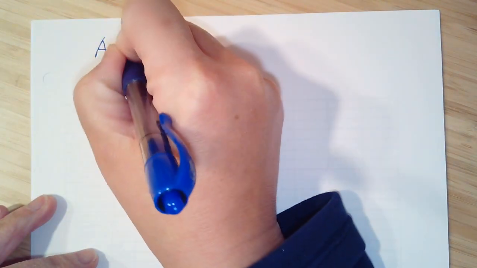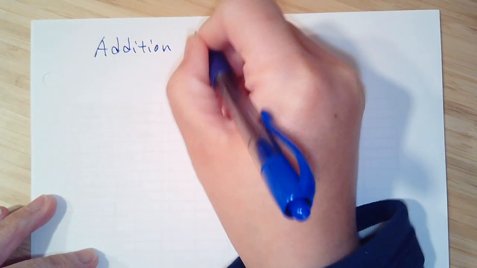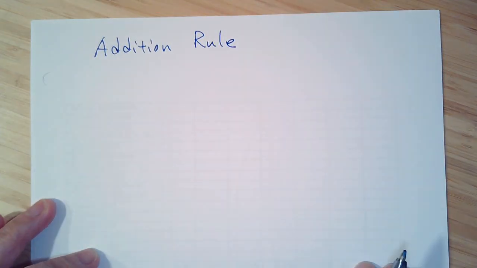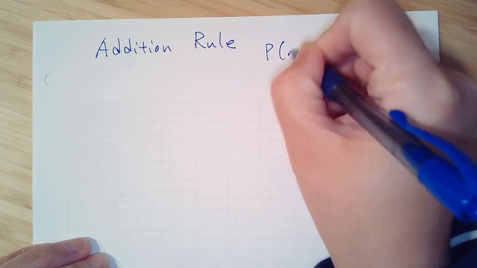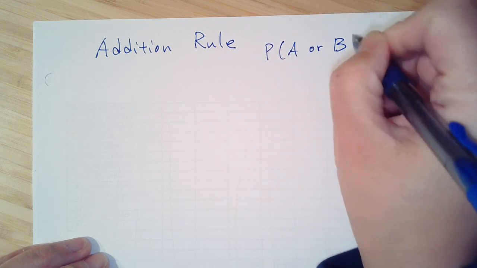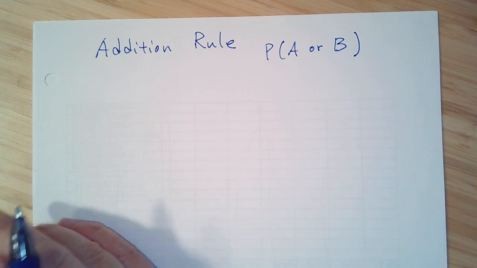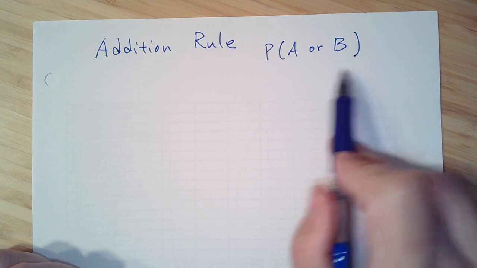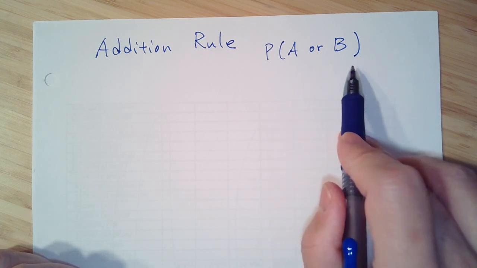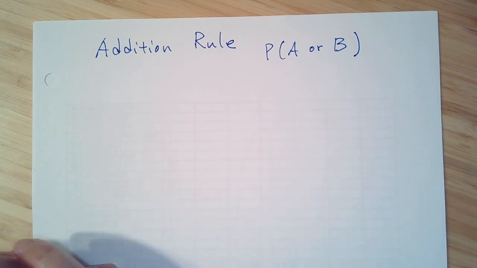After we learned some basic concepts about probability, we are going to learn the addition rule and the multiplication rule. We do the addition rule first. Addition rule. We're going to use this to find the probability of A or B. That's the probability that either event A occurs or event B occurs, or both. So A or B or both. That's "or".